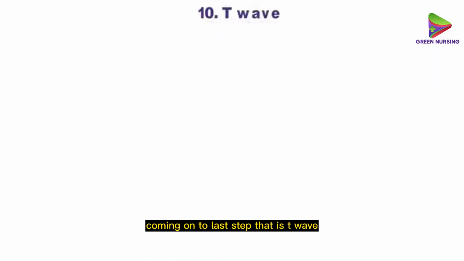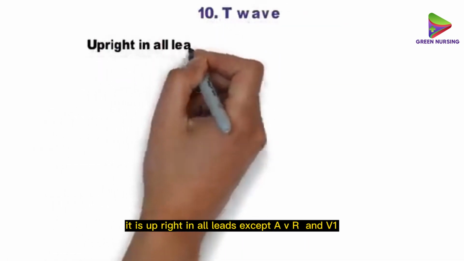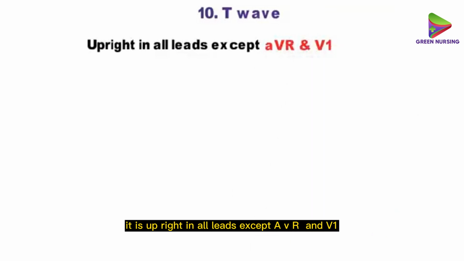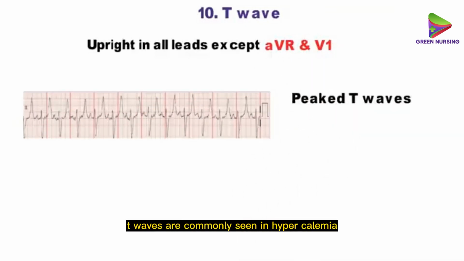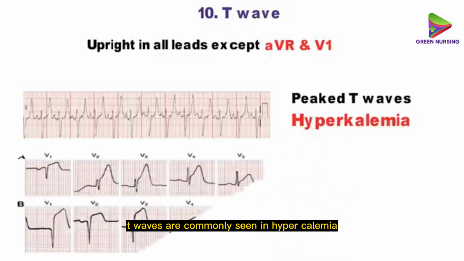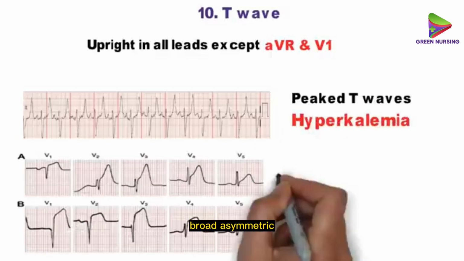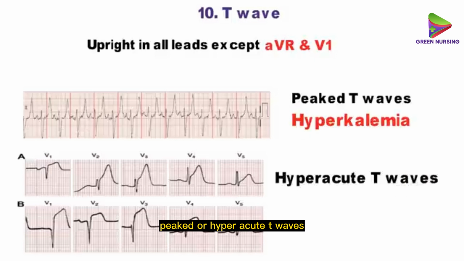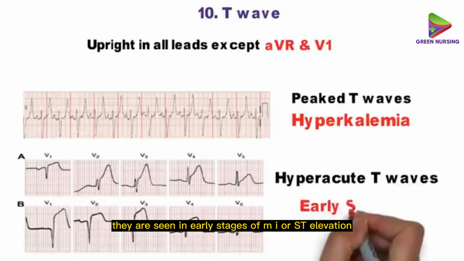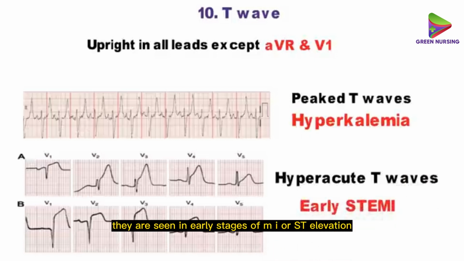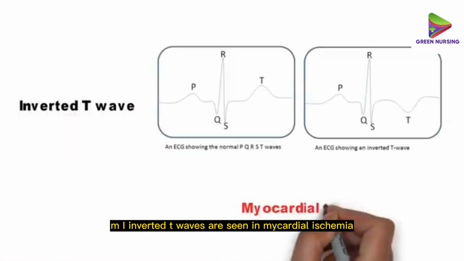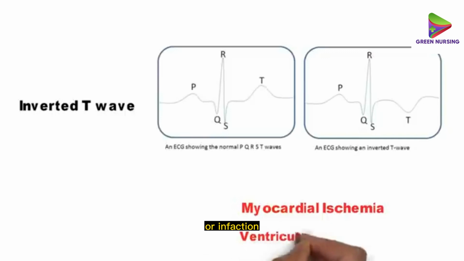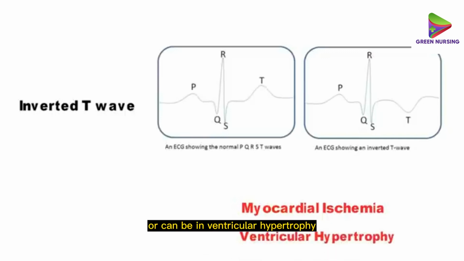Coming on to the last step, that is T wave. It is upright in all leads except aVR and V1. Tall, narrow, symmetrically peaked T waves are commonly seen in hyperkalemia. Broad, asymmetric peaked or hyperacute T waves are seen in early stages of MI or ST elevation MI. Inverted T waves are seen in myocardial ischemia or infarction, or can be in ventricular hypertrophy.